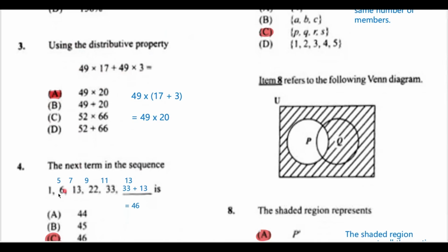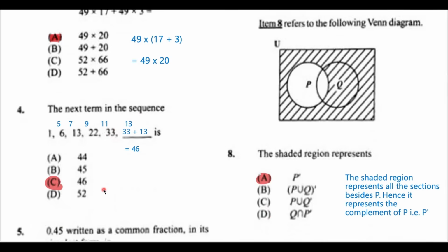The next term in the sequence 1, 6, 13, 22, 33 is, you see the difference between 1 and 6 is 5, the difference between 6 and 13 is 7, the difference between 13 and 22 is 9, the difference between 22 and 33 is 11. Because the differences are going up in twos, we can add 2 to 11 to get 13, then add 13 to the 33, and you get 46, which is C.